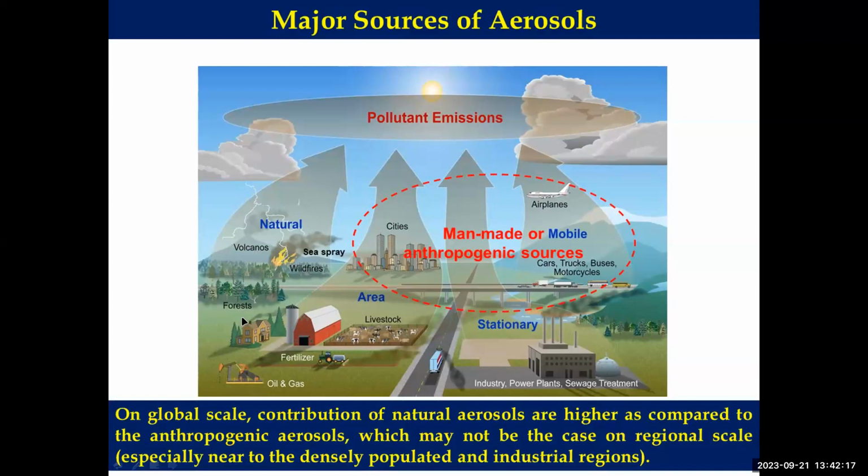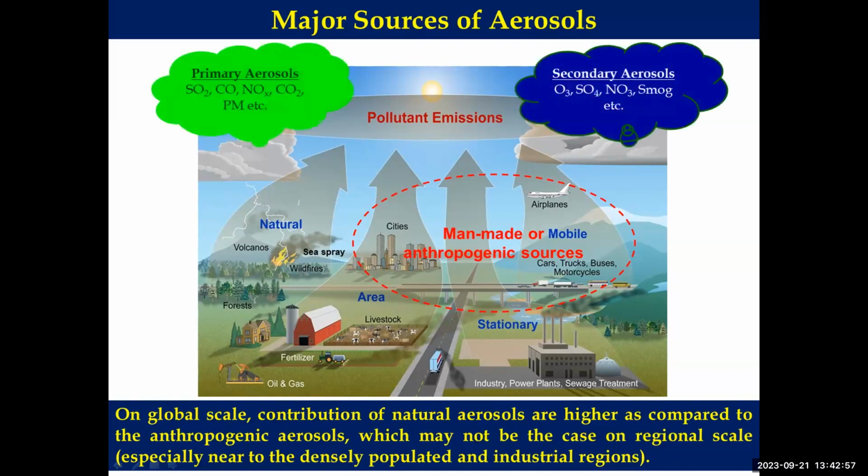On a global scale, the contribution of natural aerosols is much higher compared to anthropogenic aerosols. Why? Because, as you know, a major part of our Earth is surrounded by ocean, which is the main source of natural aerosols called sea spray. So on a global scale, it is more compared to anthropogenic sources. However, on a regional scale, things are relatively different, because this may not be the case on a regional scale, especially over regions which are highly populated and industrialized.